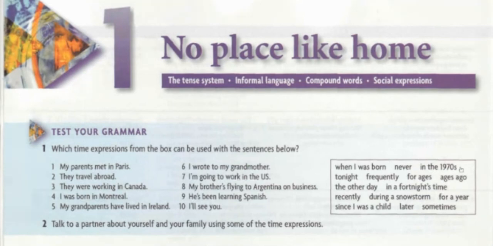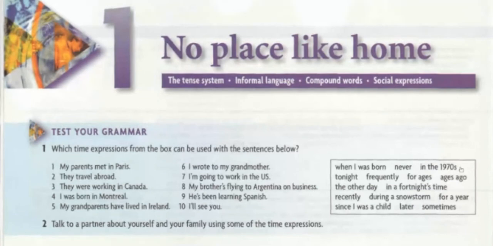So it's tonight. Number 9, he's been learning Spanish. Present perfect continuous. Yes, very good. And what expressions? For ages. For ages, yes, because with the perfect it is possible to use for and since. Yes, very good, Fatma. And never.